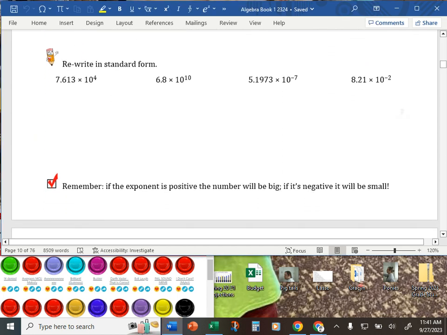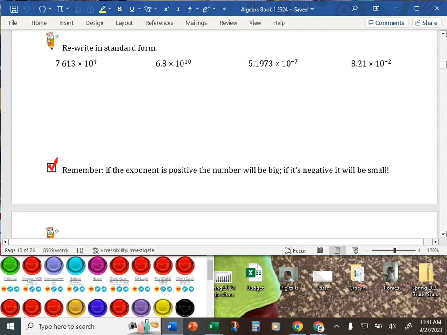Okay. So 7.613 times 10 to the fourth. Now we're going the other way. Now you're given a value in scientific notation, and you're writing the original. So this 10 to the fourth, which direction are you moving the decimal? To the right, because it's positive. Your number's got to get big. Okay? And how many times do you move the decimal to the right? 4.